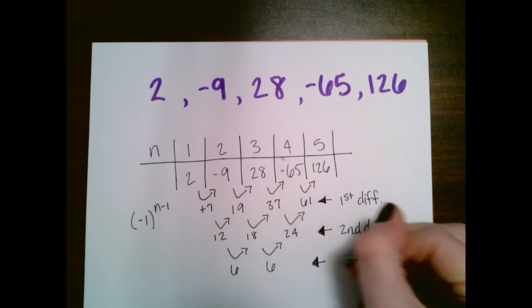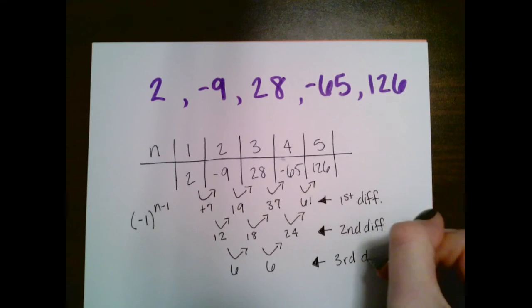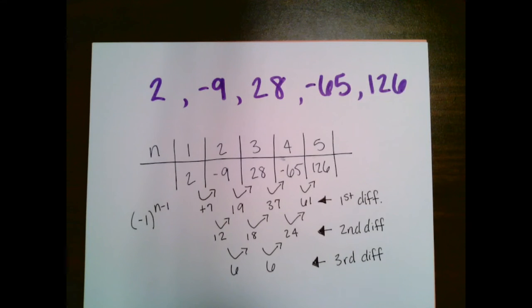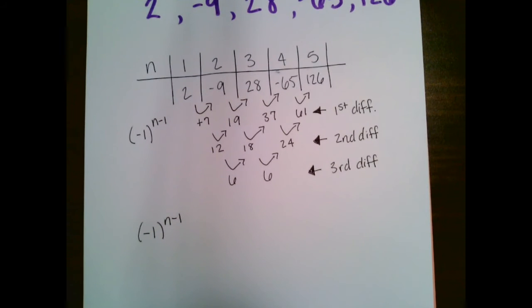That means that this function right here that we're working on has to have a cubic in it. It has to have it to the power of 3. So we're going to look at that. We have negative 1 to the n minus 1. We've already figured that out. That accounts for our sign change.